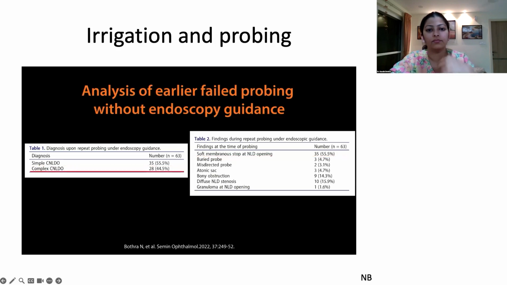Of the 28 cases of complex congenital nasolacrimal duct obstruction, 12 cases had bony obstruction and severe atonic sac requiring dacryocystostomy surgery. The remaining cases were treated with probing with or without Monoka-Crawford stent or balloon dacryoplasty under direct visualization using endoscopy with good outcomes.